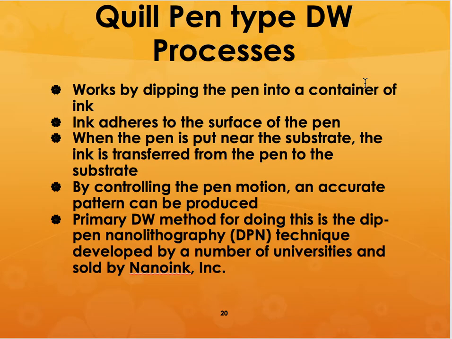You have a variation of this. It is called the quill pen type. So you dip the pen into a container, and then it can put the material down, and the ink is transferred from the pen to the substrate. One of these technologies is called the dip pen nanolithography technique, and it has been developed by a number of universities, and it is currently sold by a company called NanoInk. So let me stop here, and I will continue afterwards for the second part of this lecture.